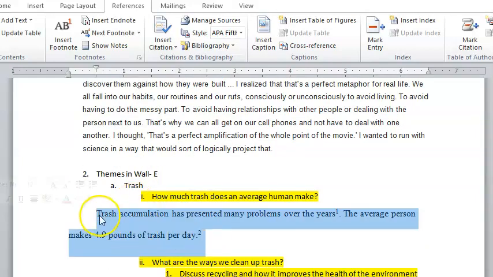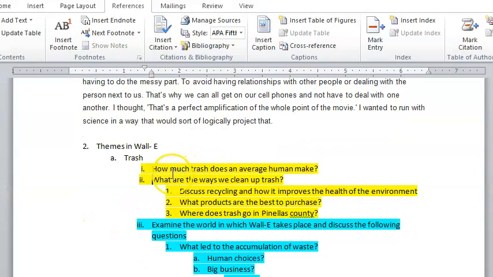So trash. Let's exit out of all this. We talked about, of course, one of the huge themes in WALL-E is trash accumulation due to irresponsibility and also big business possibly. So how much trash does an average human make? What are the ways we clean up trash right now? And let's get a little bit more specific. How does recycling improve the health of the environment? What products are the best to purchase? I've been seeing lots of paper straws. Is there a difference in paper straws versus plastic? And where does trash even go in Pinellas County? Do we put it by the curb? I take it outside in the alley to a big waste bin, but where does it actually go? So again, that's research. You'll have to footnote those sources.